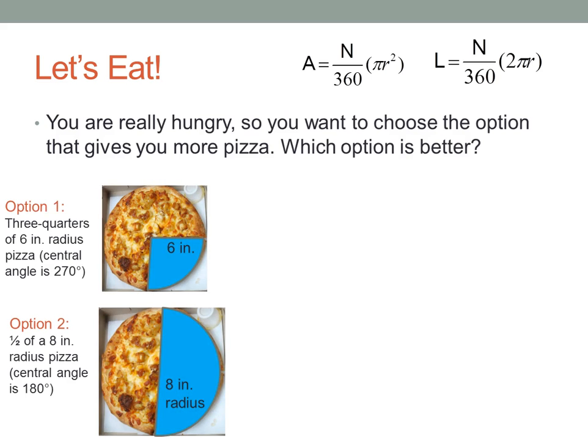So here are your two options. Option 1, 3/4 of a 6-inch radius pizza. The central angle, I'm helping you out here, 3/4 of a pizza, the central angle would be 270 degrees. And our other option is here, you can have half of an 8-inch pizza. Central angle is going to be half of 360 or 180 degrees. So those are your two choices.